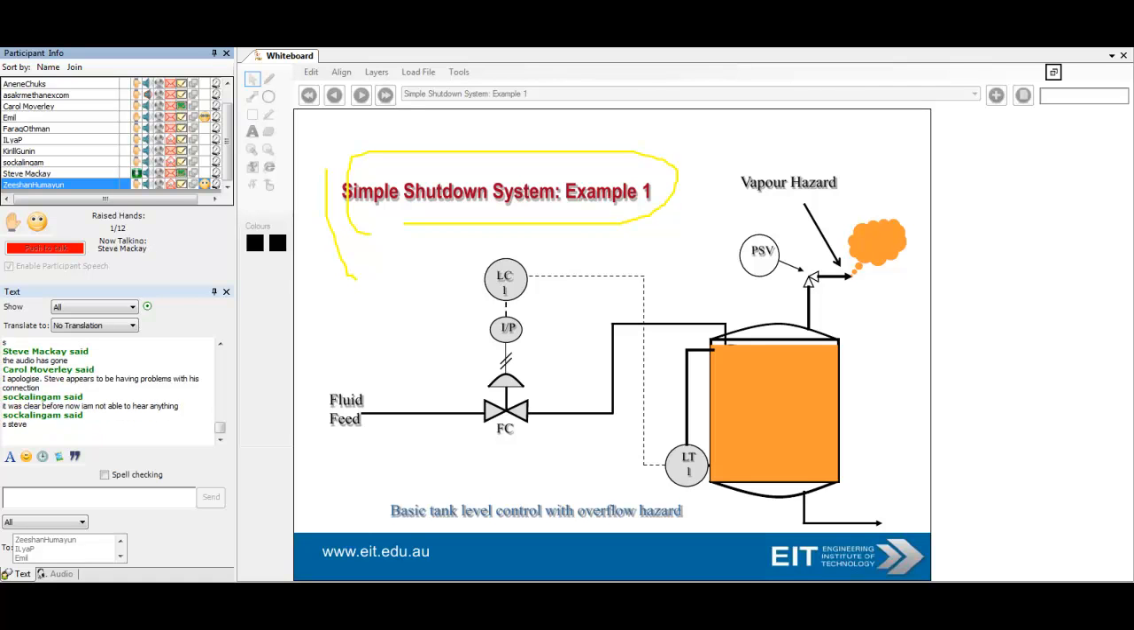Okay, we're just now on to the simple shutdown system. Emil, our guru, is having a look here. But basically, we're looking at a simple shutdown system now. Here's a typical vapor hazard, and sorry, Emil, over to you.